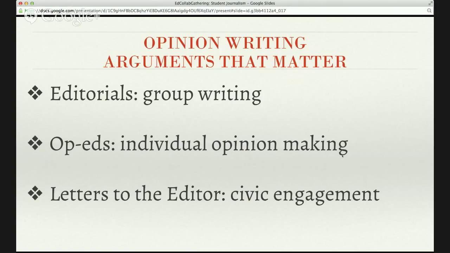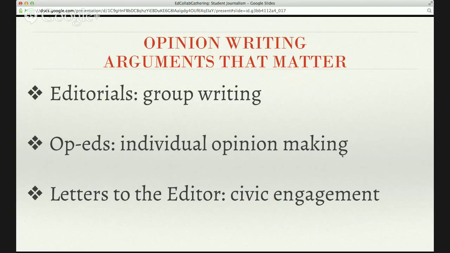You can have the entire news team, so your need to know team or your want to know team, write a group editorial. So the idea of an editorial is it's an opinion piece that is co-authored or at least authored after much consultation with a group of people, unsigned. There's no name attached to it, and it expresses the opinion of the editorial board.